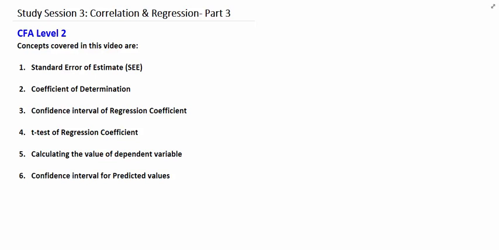This video is part 3 titled Correlation and Regression under the Quantitative Methods of CFA Level 2. In this video, we will cover 6 concepts. The first is the standard error of estimate. Second is the coefficient of determination or R square. Third is to calculate the confidence interval for the regression coefficients. Then we will do a t-test for the regression coefficient. Then we will calculate the value of the dependent variable and also calculate the confidence interval for those values. Let's start with the first concept, which is standard error of estimate.